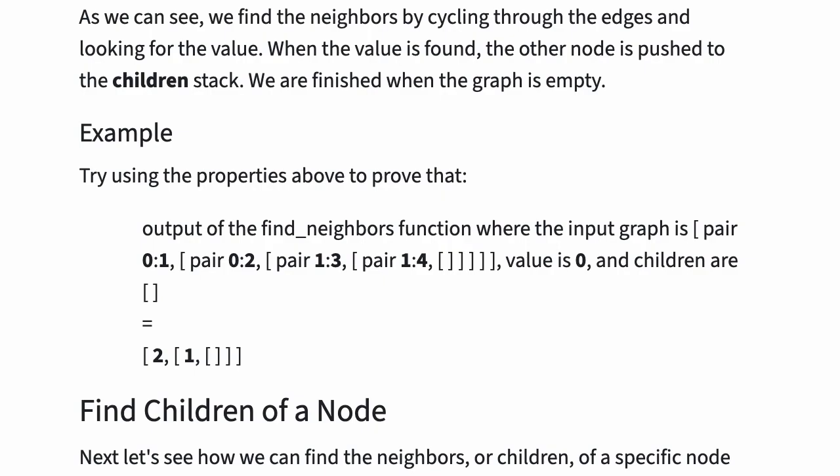Try using the properties above to prove that the output of the findNeighbors function, where the input graph is pair 0, 1, 0, 2, 1, 3, and 1, 4, the value is 0, and children are initially empty, is equal to the stack 2, 1.